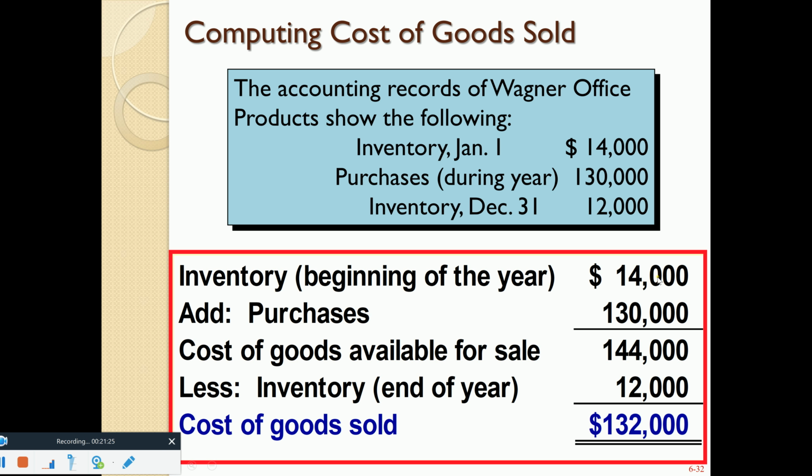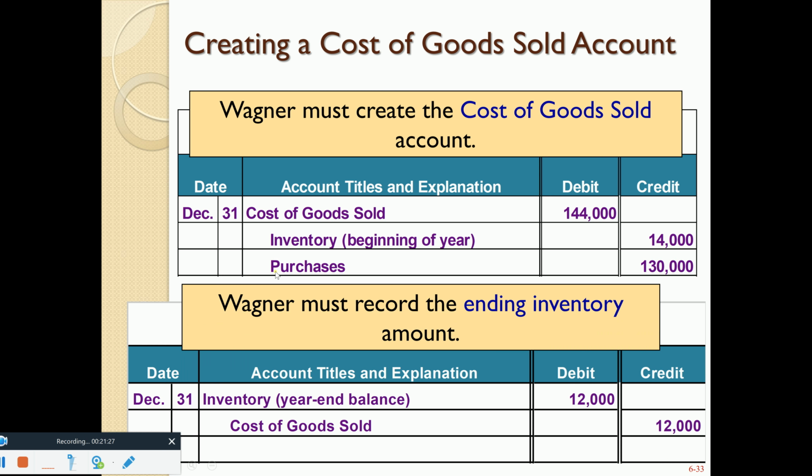We got rid of the beginning inventory of 14 in the first journal entry, and now we've got to put on the ending inventory balance, which is 12,000. And the opposite side of the journal entry, cost of goods sold. What have these two journal entries done? The cost of goods sold was debited for 144. It was credited for 12. There's a net debit of $132,000 in the cost of goods sold account.